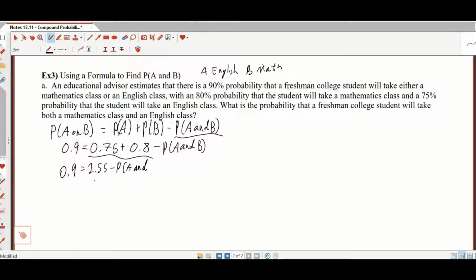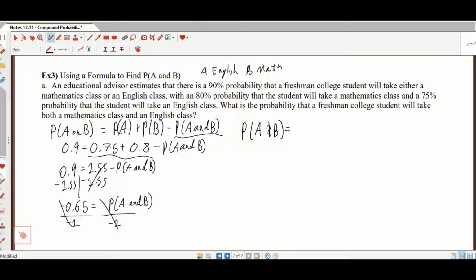Now, if I subtract 1.55 from both sides, 0.9 minus 1.55 is negative 0.65. Don't worry about that negative. It's going to go away in a second. Negative 0.65 equals negative probability of A and B. Divide both sides by negative 1, or multiply by negative 1, or whatever you do to get rid of your negatives. And we find that the probability of A and B, taking both English and math, is equal to 0.65. There's a 65% chance of that occurring.